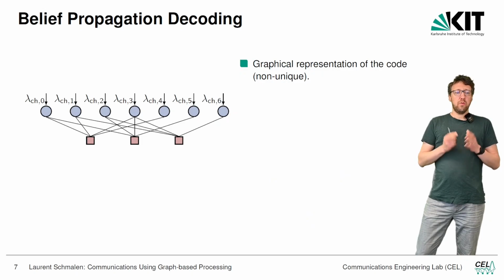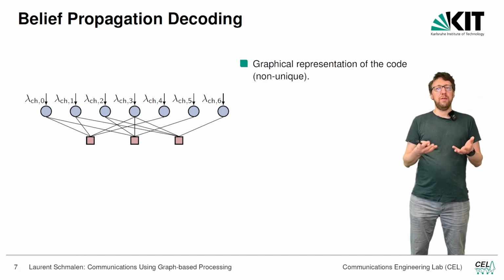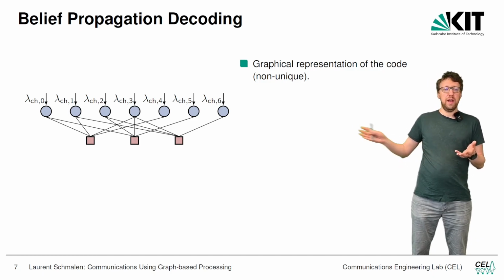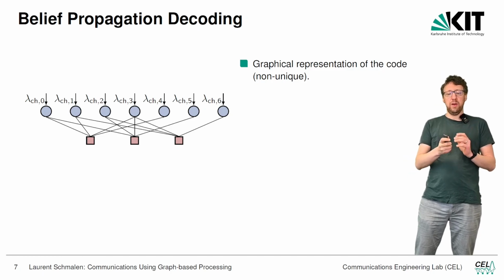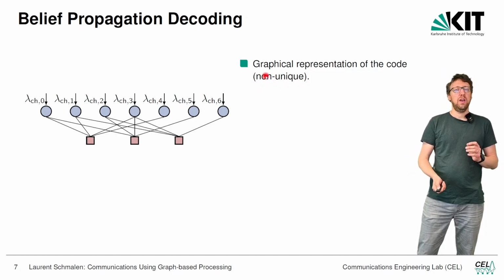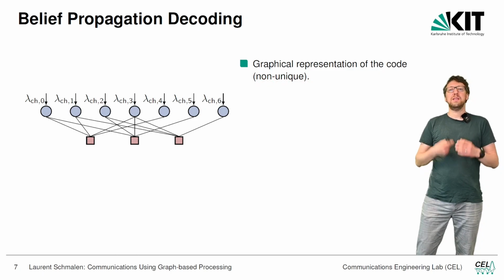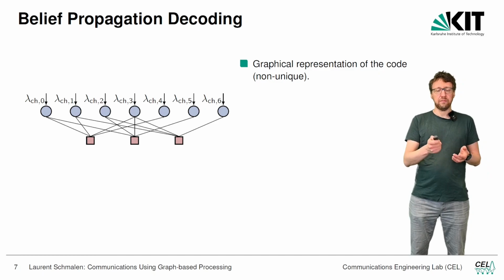So for this, we look a little bit deeper into the belief propagation decoder. What happens inside the decoder? Inside belief propagation decoding, we use a graphical representation of our code. Here you can see the graphical representation, and I have to emphasize that this graphical representation is not unique. There exist multiple graphical representations of a single code.